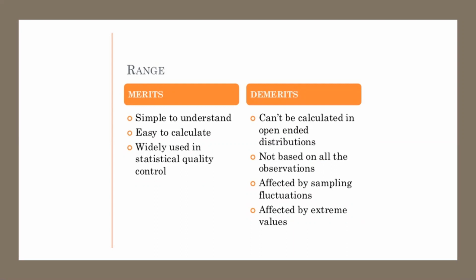So what are the merits and demerits of range? Range is simple to understand, easy to calculate, and widely used in statistical quality control. The demerits are that it can't be calculated in an open-ended distribution, it is not based on all the observations, and it is affected by sampling fluctuations. It is also affected by extreme values or outliers.